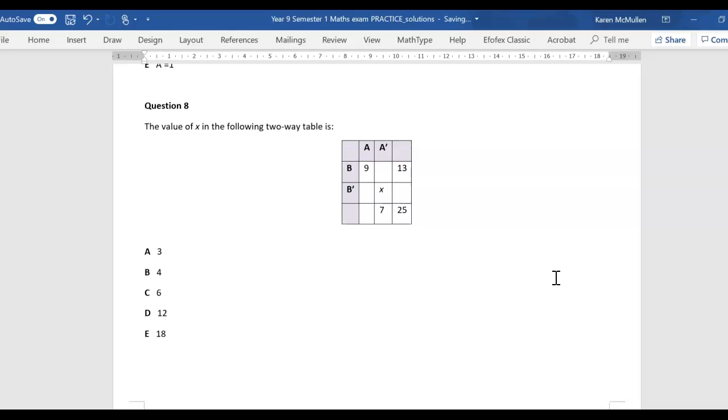All right, question 8, the value of x in the following two-way table is, okay, so remember, in a two-way table, your rows and columns all have to add up to each other. So we've got 13 plus what equals 25, so that's going to be 12. Down here, we're going to have 18. It's going to be 9. We don't really need to put the 4 in here, but we can. So 4 plus what equals 7? It's 3. Let's just check this row as well. 9 plus 3 is also 12. It's going to be 3.